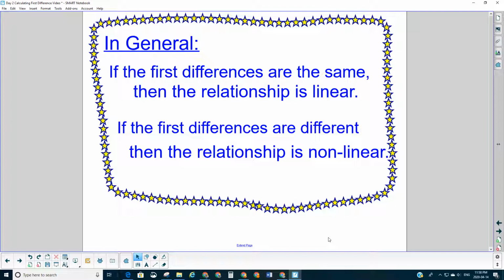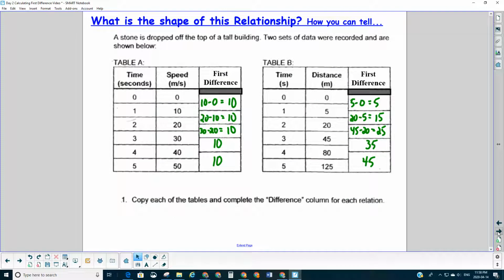Instead of looking at the example that we just looked at with the stone dropping, we're going to take it a little bit more abstract. So in this situation, we could say that the time is actually represented by an x, and the speed is represented with a y. And we can just do this for any type of relationship, regardless of whether it's a real life scenario or maybe an x and a y that we don't know, where we can take this table and calculate the first differences and predict whether the relationship is linear or nonlinear, regardless of whether we know what the relationship is all about. And that's what this second part of this video is all about.